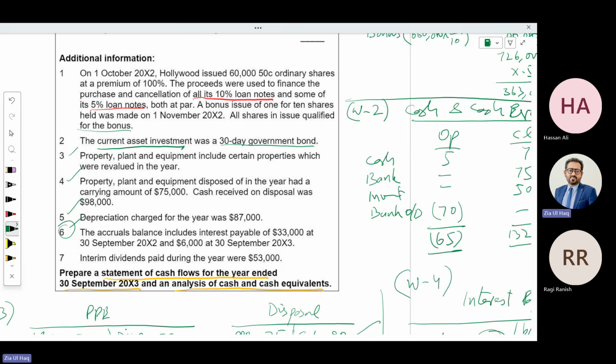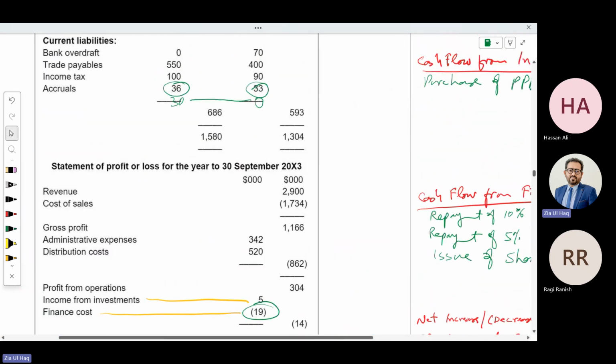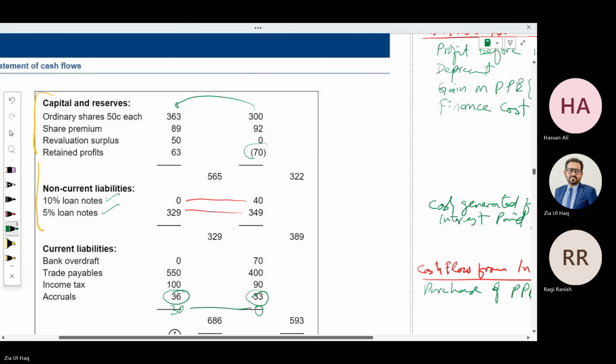7: the interim dividend paid during the year was 53,000. From where does the company pay dividend? Retained earnings. And we have the retained earnings opening and closing balances as well. So we need to see whether there is any final dividend or only this dividend the company paid.